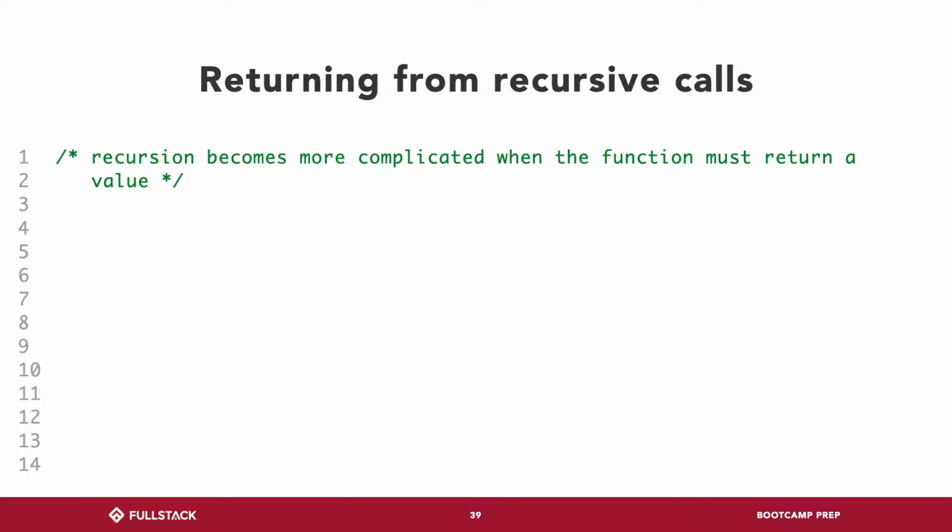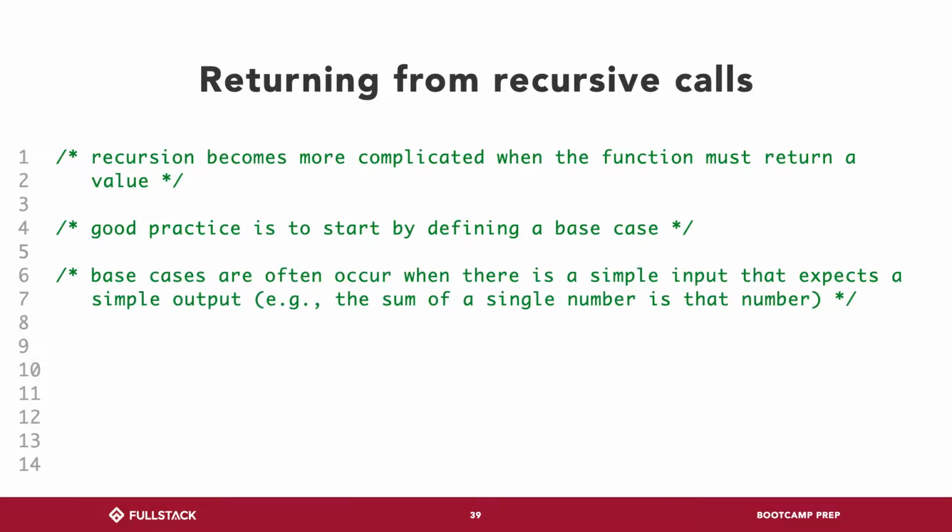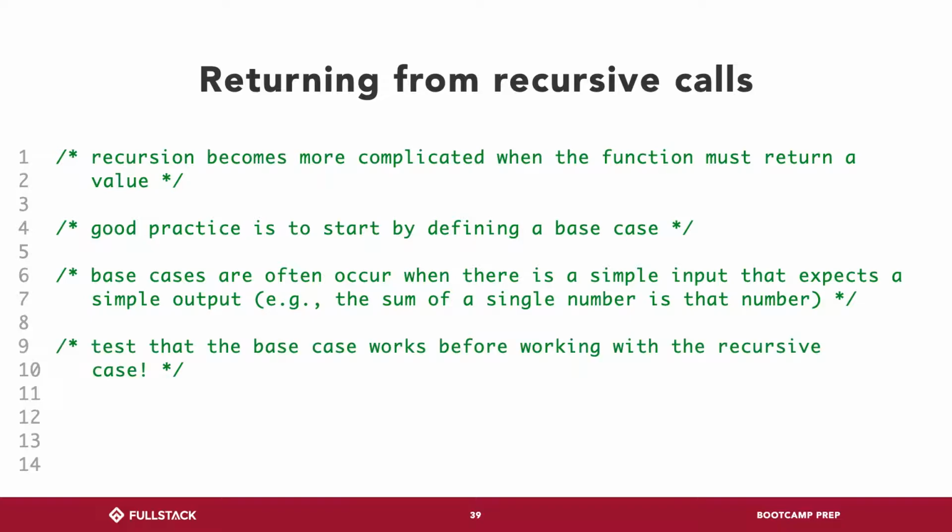Recursion becomes more complicated when the function must return a value, and it does. Good practice is to start by defining a base case. Base cases often occur when there is a simple input that expects a simple output. The sum of a single number is that number. Test that the base case works before working with the recursive case. That's another tip for solving recursive problems.